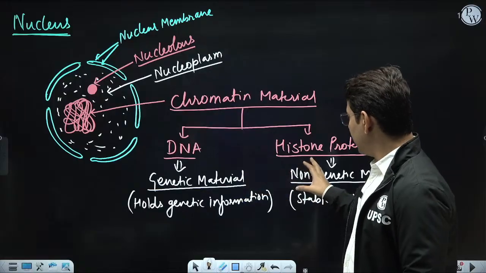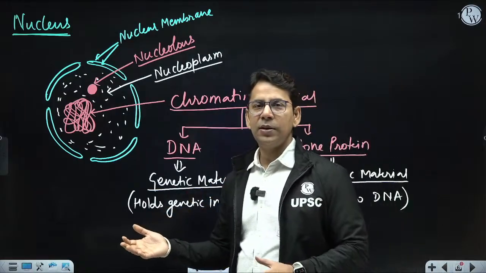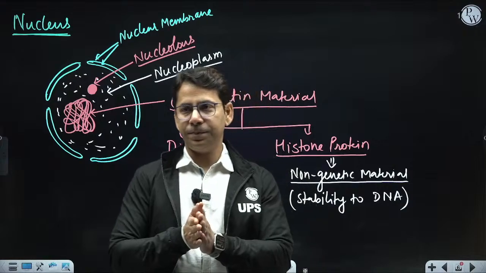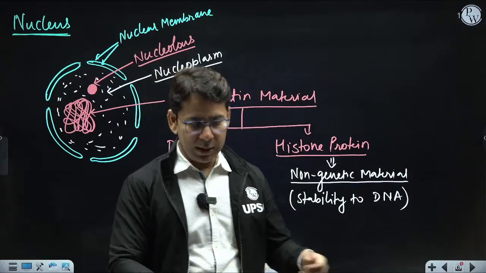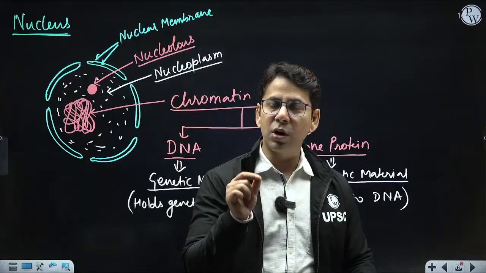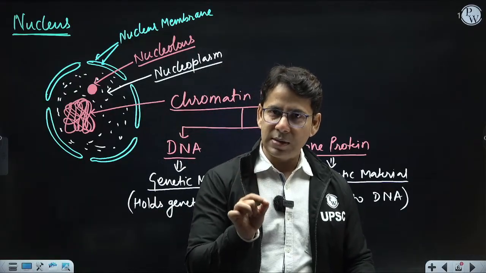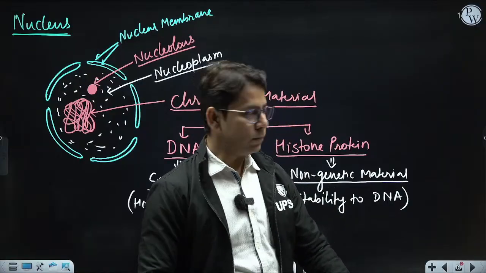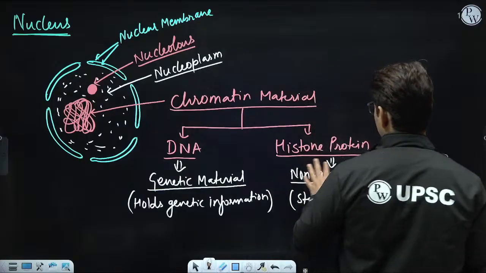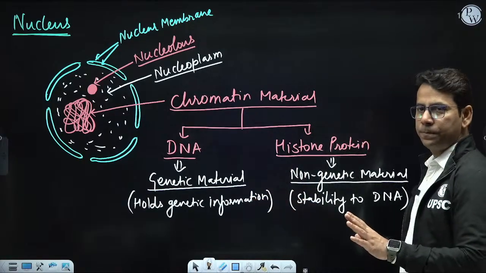And then histone protein is always there with the DNA so that it can stabilize the DNA. Got the point? ठीक है? तो ध्यान ये देना that DNA is not alone. In the nucleus, DNA is always having a chromatin material-like structure. You got the point? Okay, fine.